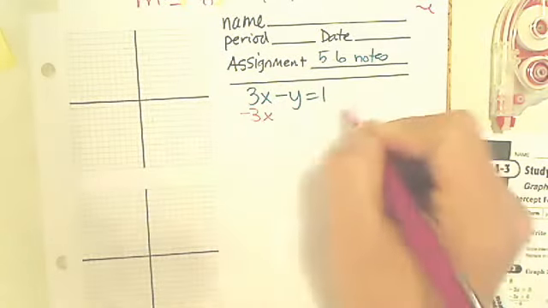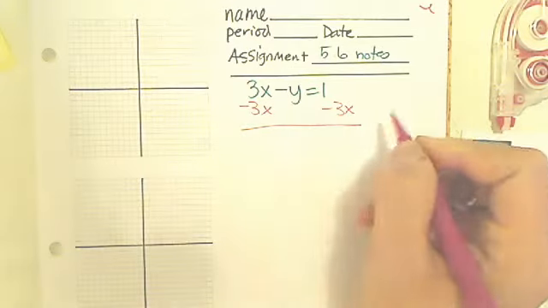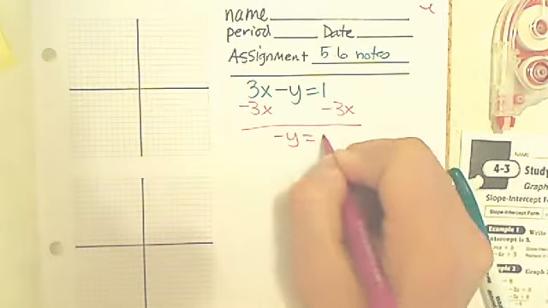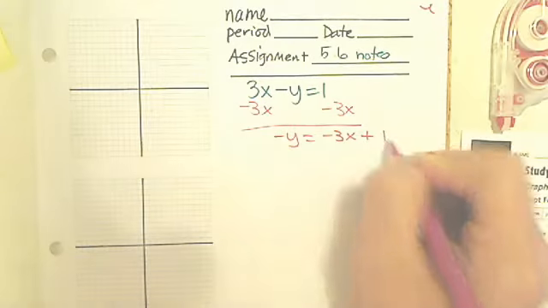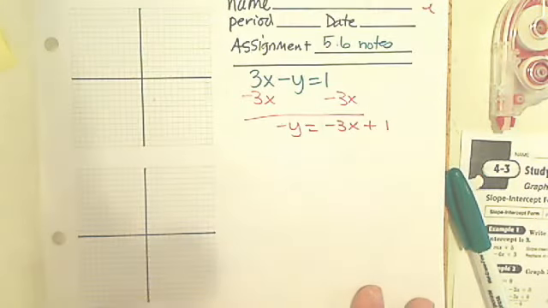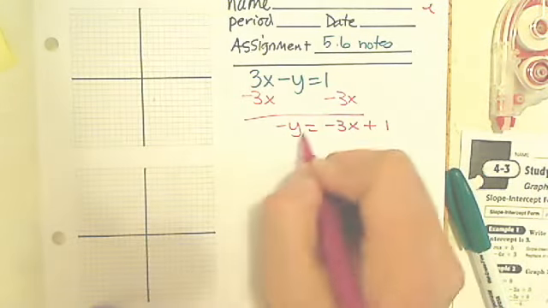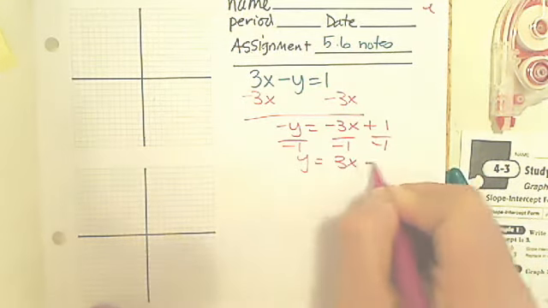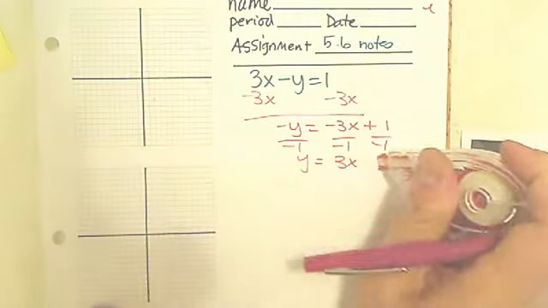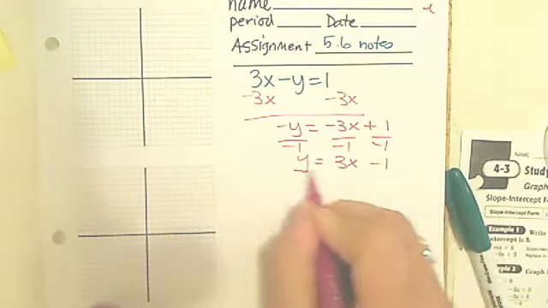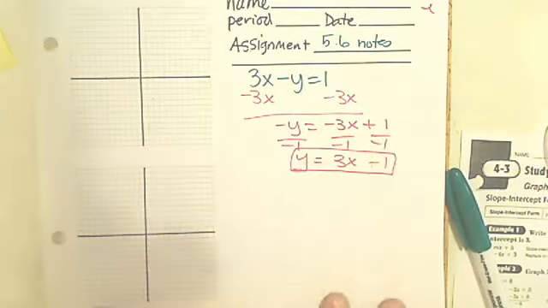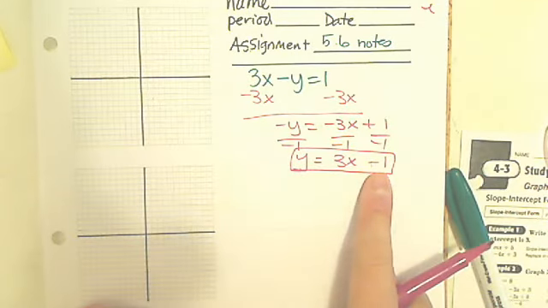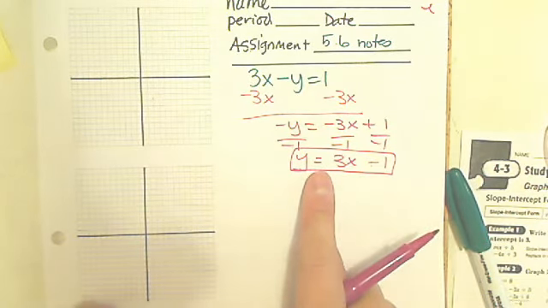Subtract 3x. Bring down the negative y. Bring down the negative 3. Bring down the 1. Questions so far? Divide by negative 1. Y equals positive 3x minus 1. Questions on how I got negative 1? Questions on how I got 3?